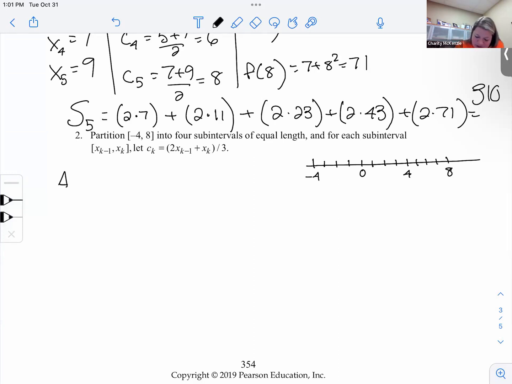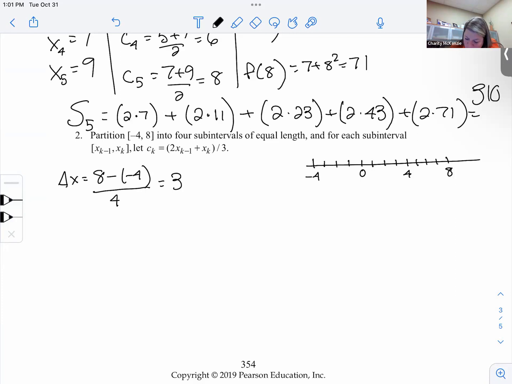So we're going to start with the change in x, and the change in x would be 8 minus the -4. How many numbers across do we just put tick marks on, right? Divided by how many subintervals we want, which is 4. So for this one, I get 12 divided by 4, which is 3. So it is saying 3 between each number.